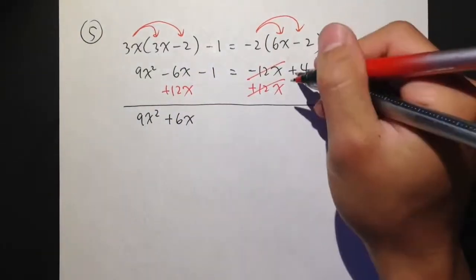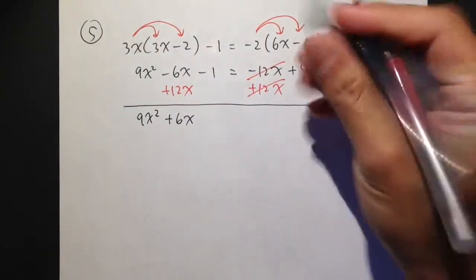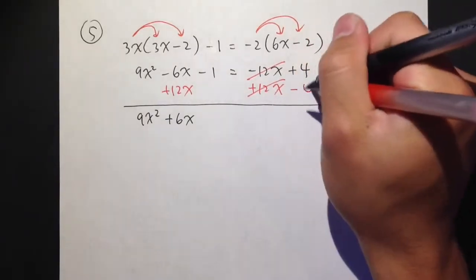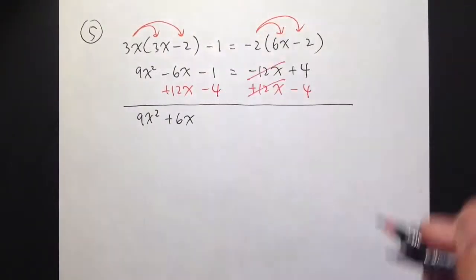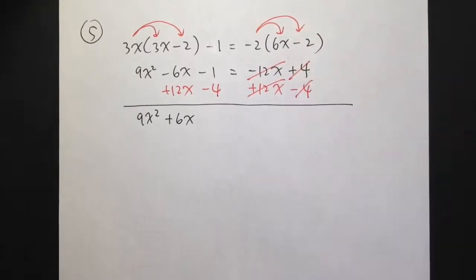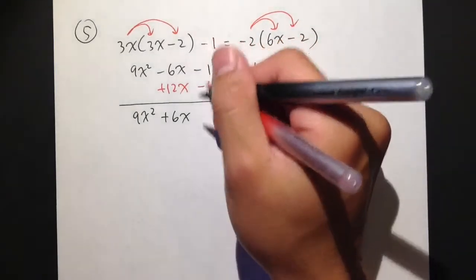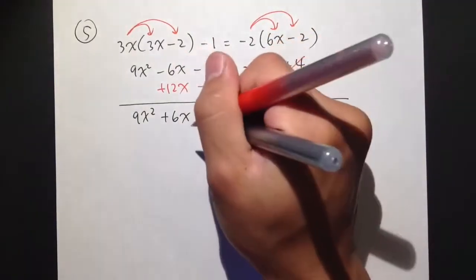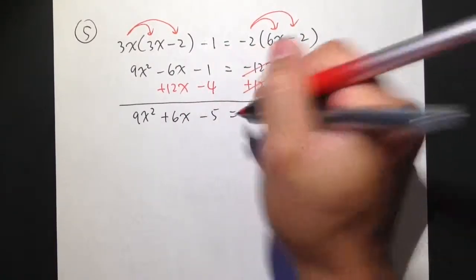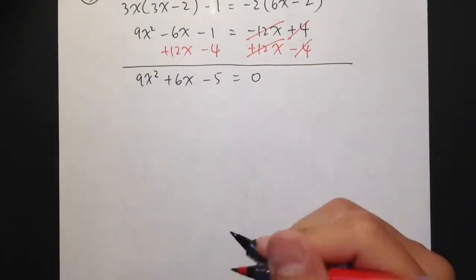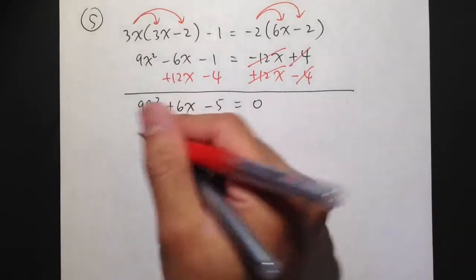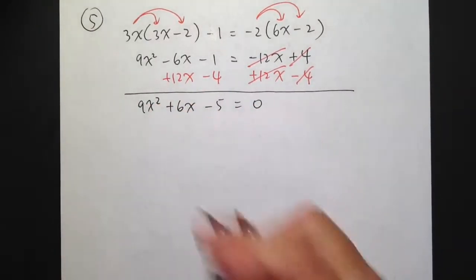And then right here, I also have a plus 4. That's minus 4 here, minus 4 right there, so that I can cancel out these two 4's. Negative 1 minus 4 is equal to negative 5, and that's equal to 0. And now we are just going to use the quadratic formula to solve this quadratic equation in this standard form.